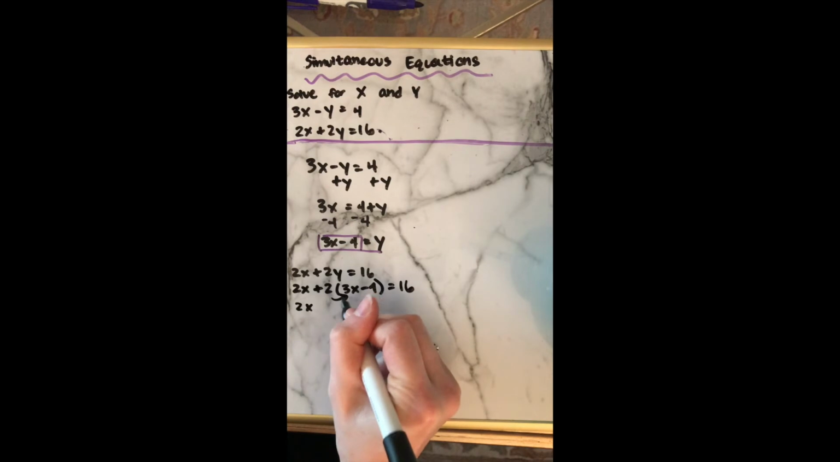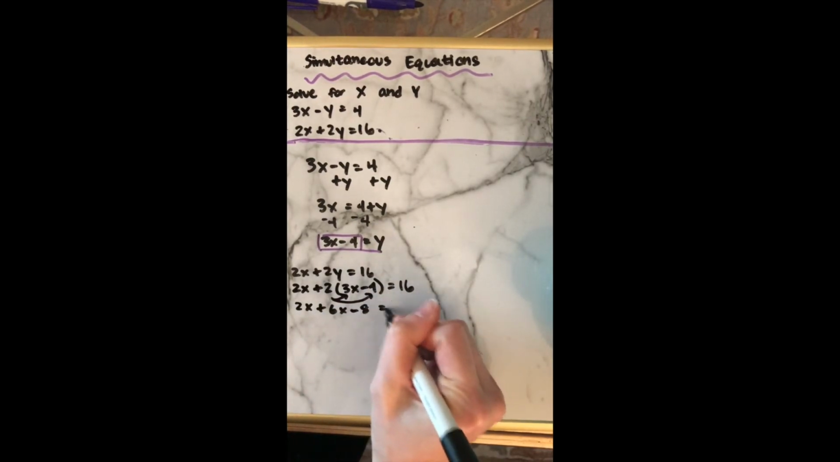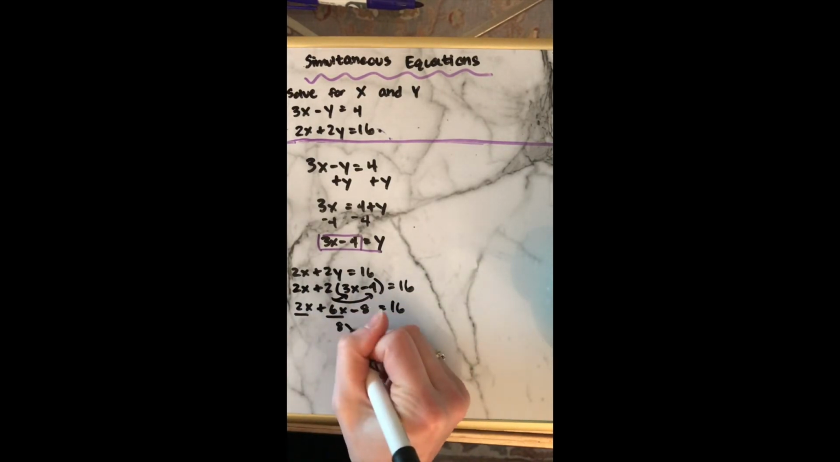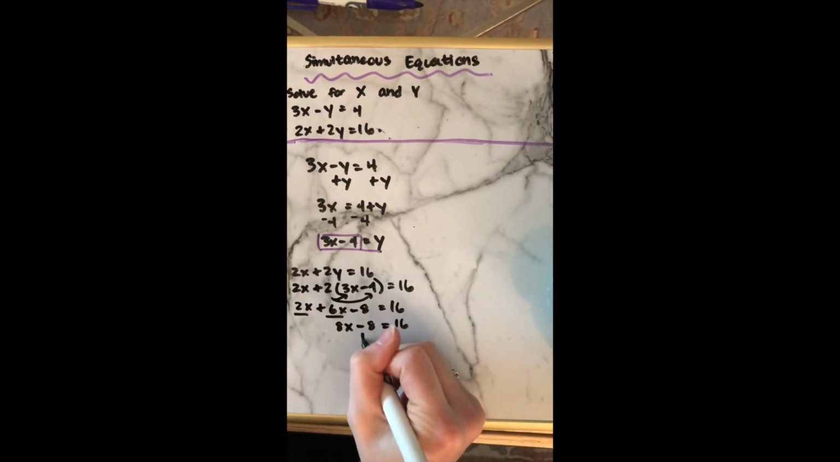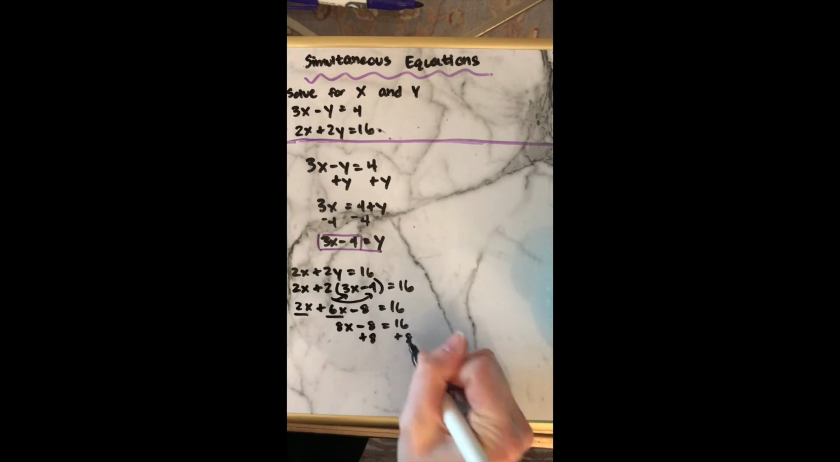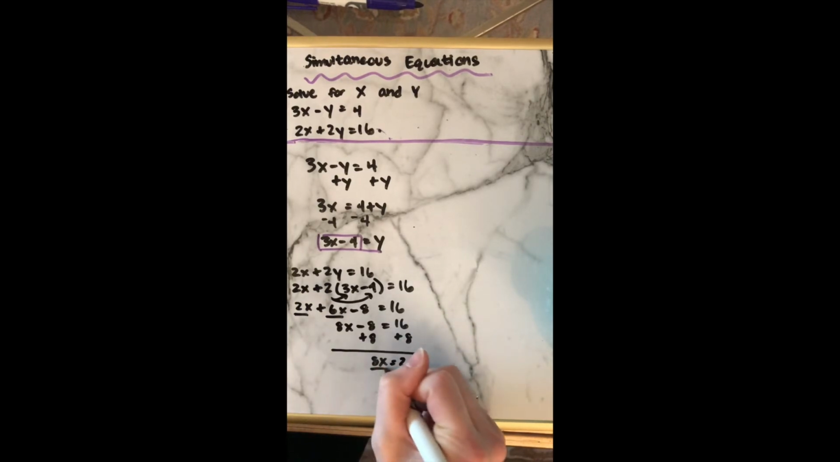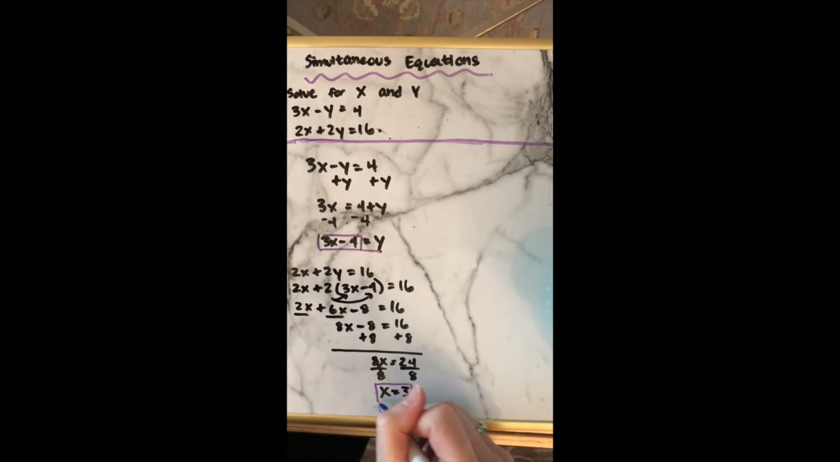So let's just distribute this 2. We have 2x plus 6x minus 8 equals 16. We can combine our like terms, 2x plus 6x, which gives us 8x minus 8 equals 16. At this point, we're just solving like any other regular algebra problem, solving for x. 16 plus 8 gives us 24 equals 8x. Divide 8 by both sides, and we have x equals 3. So right away, pretty easily, we found x equals 3.